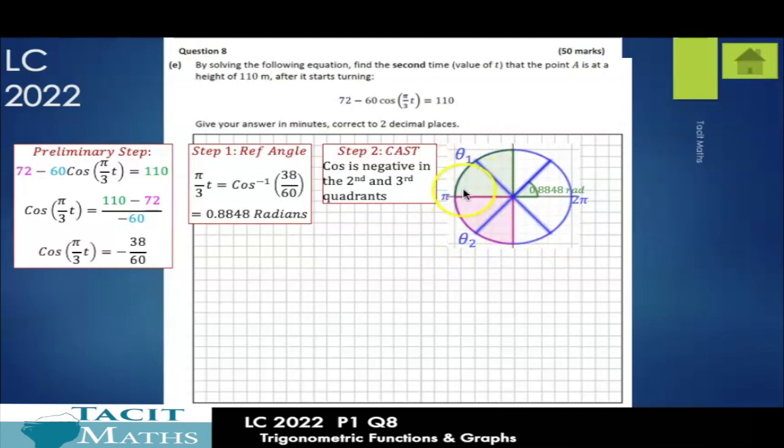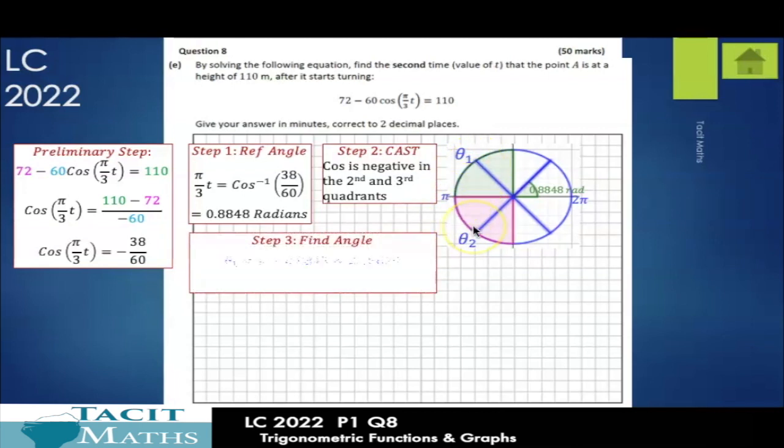Now, how do we find them? Well, that's pi radians here. If it was degrees, it would be 180. And to find this angle here, we just do pi minus that. And to find this angle here, we do pi plus that. So technically these are both solutions to that.